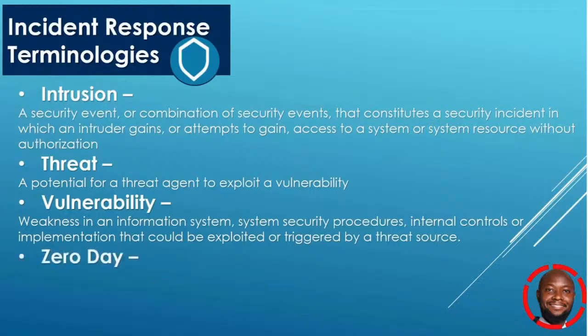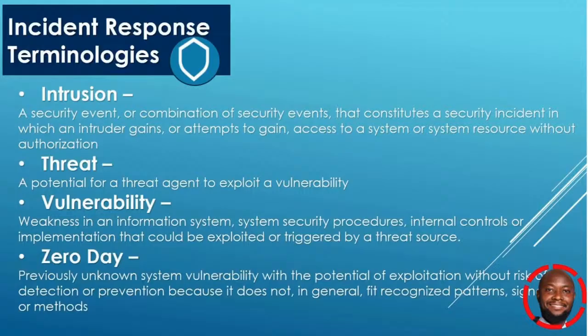And then lastly, we have zero day. Zero day is talking about a previously unknown vulnerability with the potential of being exploited without the risk of detection. Why it's called a zero day is because it doesn't have a reference. Most of the time, these are vulnerabilities that a manufacturer or creator of a system or an application does not know about or has not yet found within its system, or something they found but don't know how to fix yet. There is no solution to it, so they may not be able to spot it when it happens. This might be something that does not follow any recognized pattern, signature, or method from before. So we call this zero day, and when it happens, it's referred to as a zero day attack.